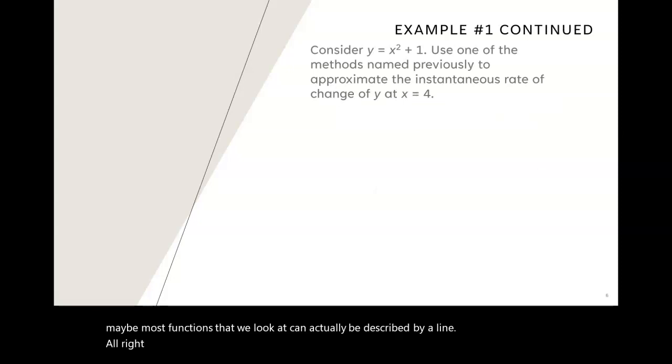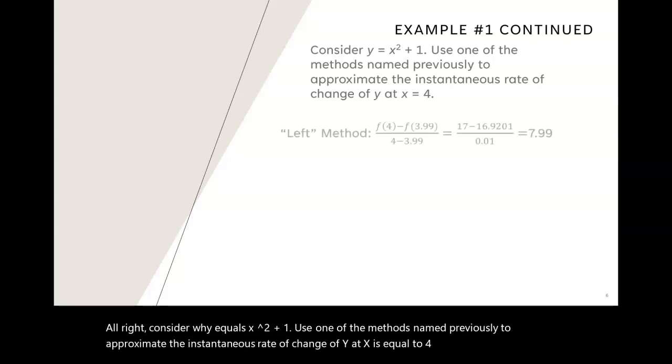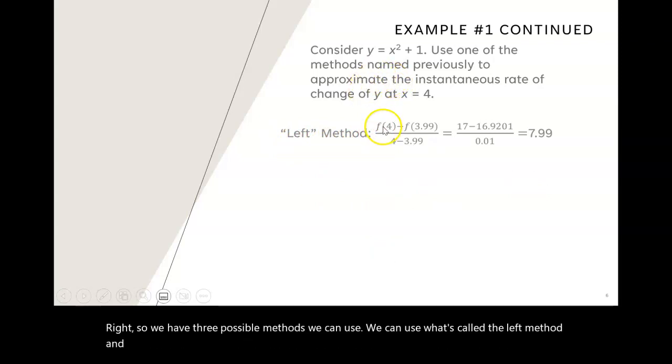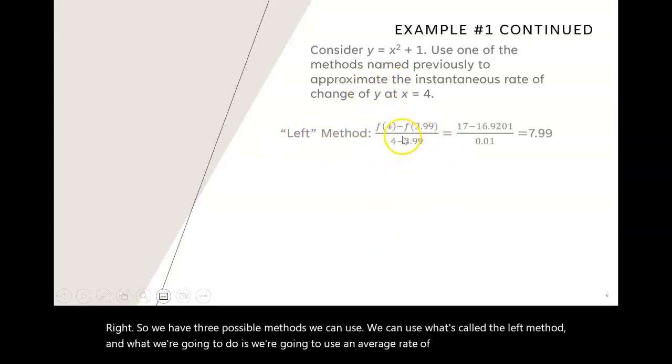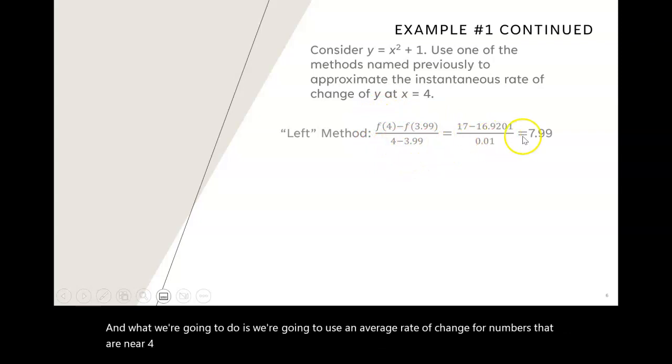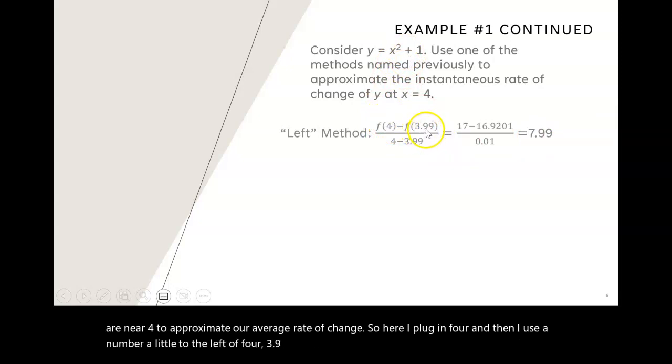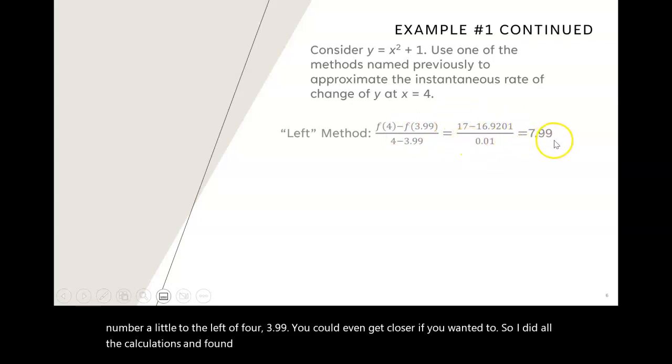All right, consider y equals x squared plus 1. Use one of the methods named previously to approximate the instantaneous rate of change of y at x equal to 4. All right, so we have 3 possible methods we can use. We can use what's called the left method. And what we're going to do is use an average rate of change for numbers that are near 4 to approximate our rate of change. So here I plug in 4, and then I use a number a little to the left of 4, 3.99. You could even get closer if you wanted to. So I did all the calculations and found an average rate of change of 7.99.